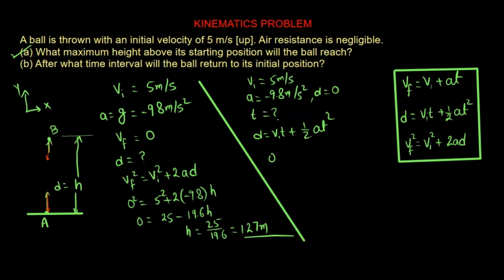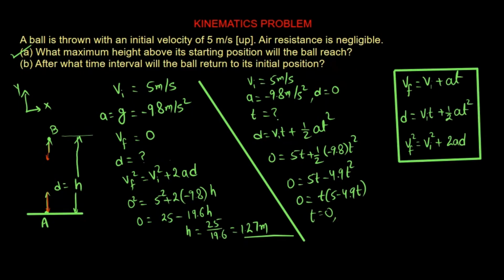Plug in the values. 0 equals 5t plus half times minus 9.8 t square. 0 equals 5t, half times minus 9.8 is minus 4.9 t square. From here, t is a common factor. t times 5 minus 4.9t. And this gives us t equals 0 or t equals 5 over 4.9, which is 1.02 seconds.